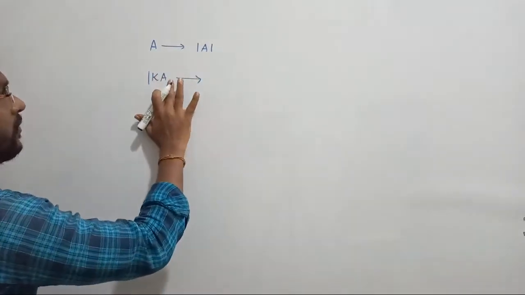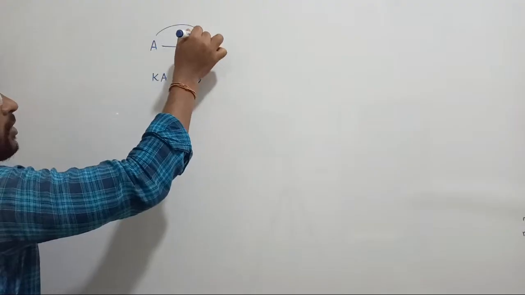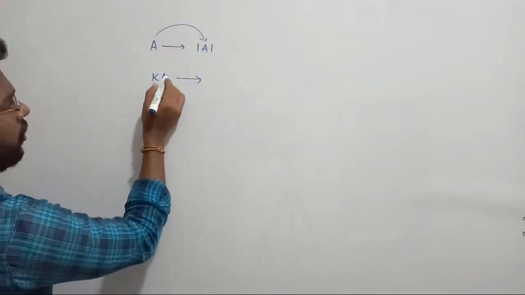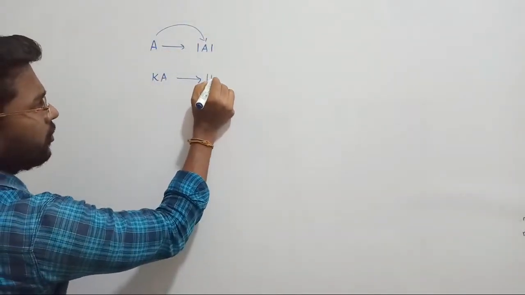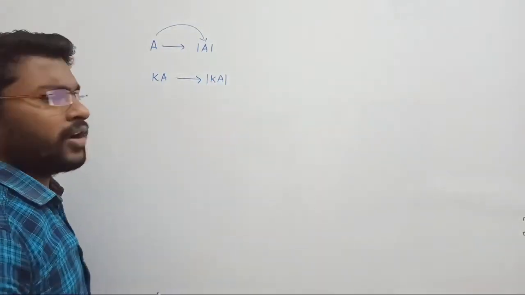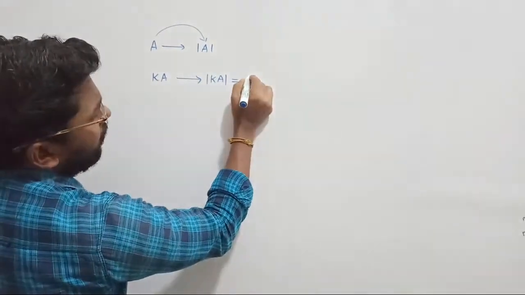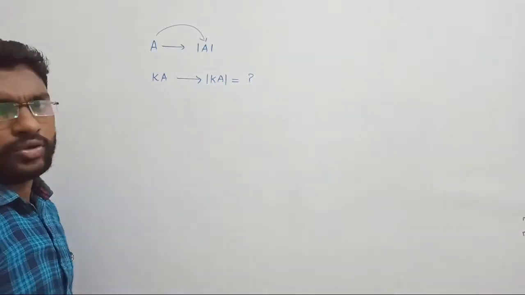Wait a minute. For matrix A, its corresponding determinant is determinant of A. Then for kA, you are requested to find the determinant of kA. Of course, it's very easy, you can easily figure it out, right? But what type of solution is it going to give us? That is the question.